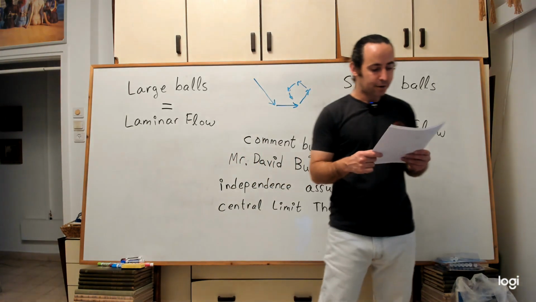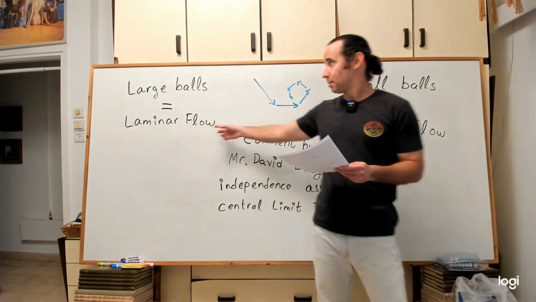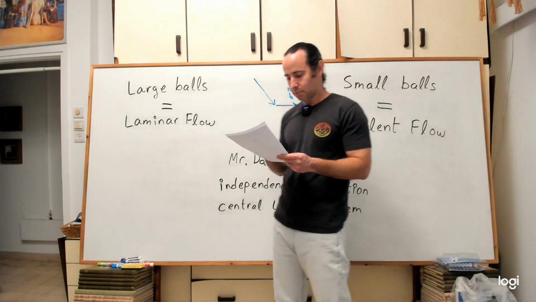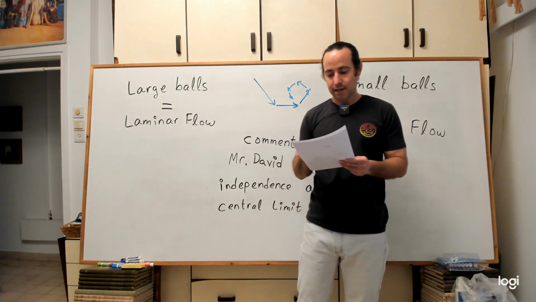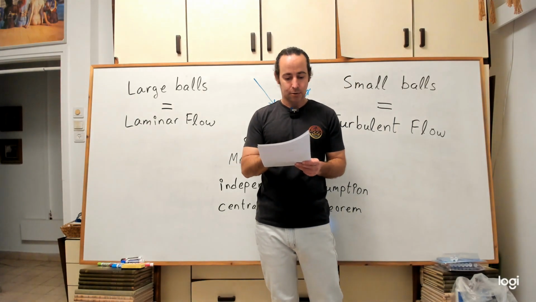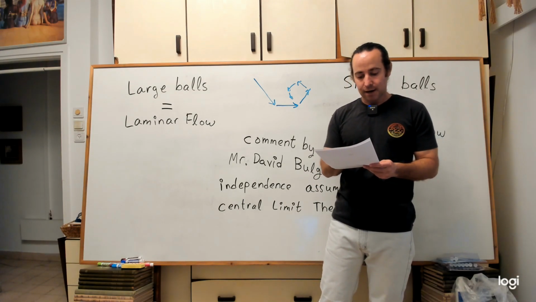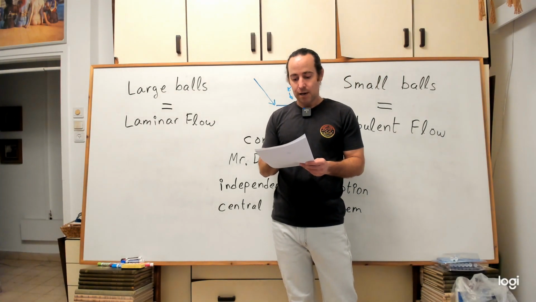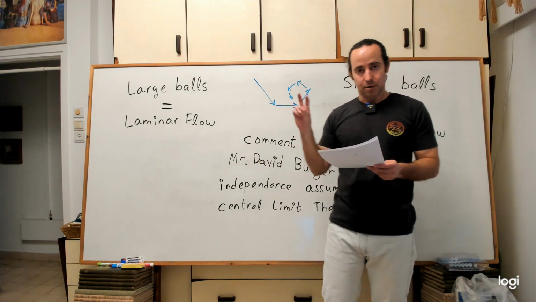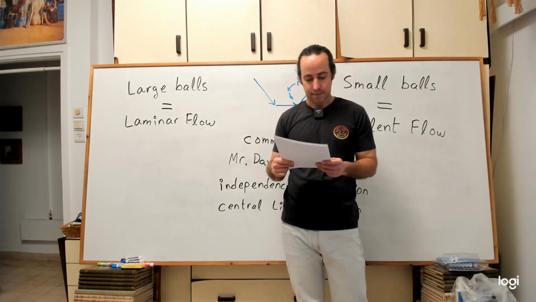In a real flow, the large and small is some other parameter. It's not large balls and small balls, it's some other parameter which I don't know, which still needs to be found, that triggers turbulent behavior. Maybe some critical threshold ratio, like distance between pegs to speed of balls. Maybe it's this thing.